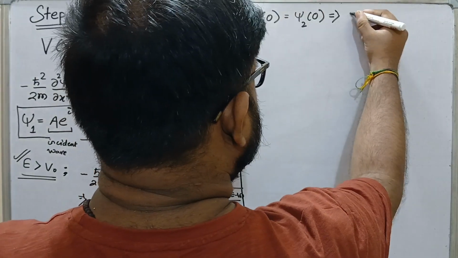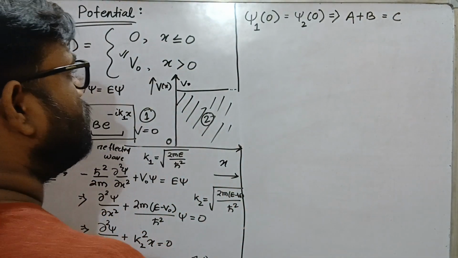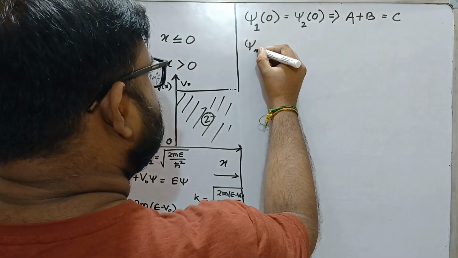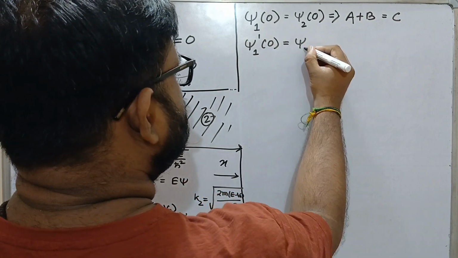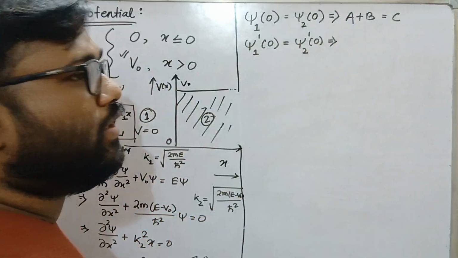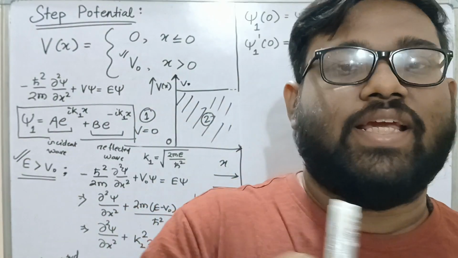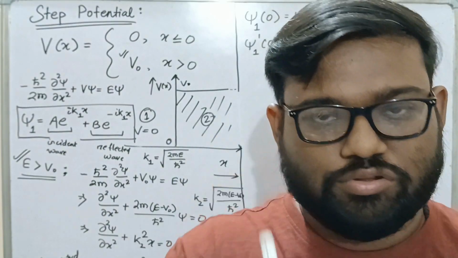Now this gives us a formula of what? A plus B equals C. Now also we will find psi dash of 0 will also be equal to psi 2 dash of 0, which is the first derivative, or we can write it as d psi 1 by dx equal to d psi 2 by dx at x equal to 0.